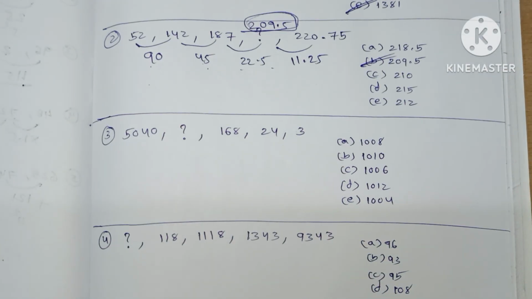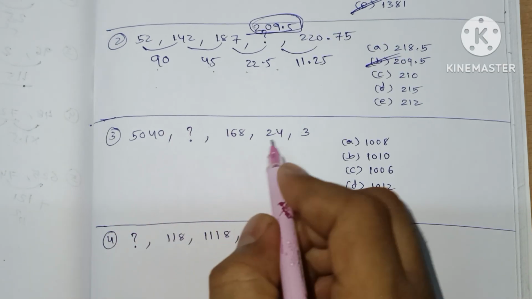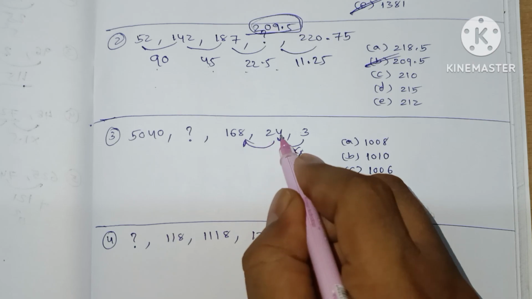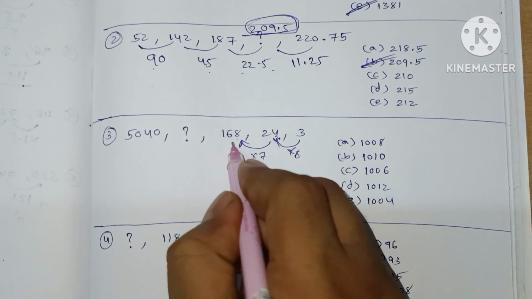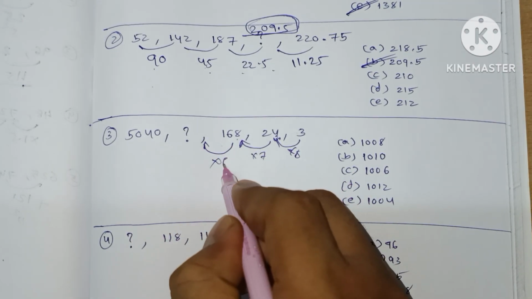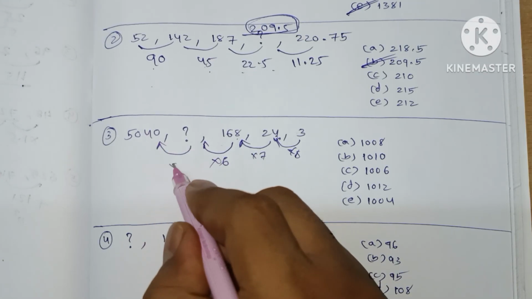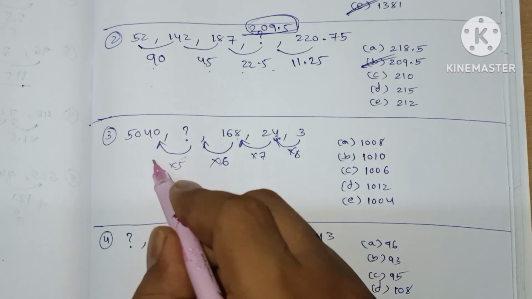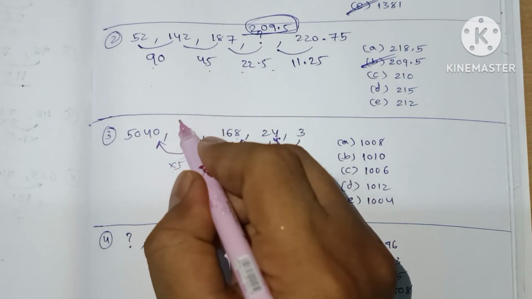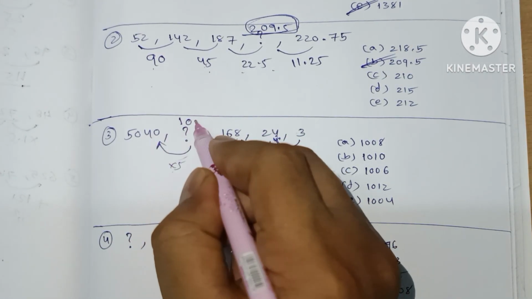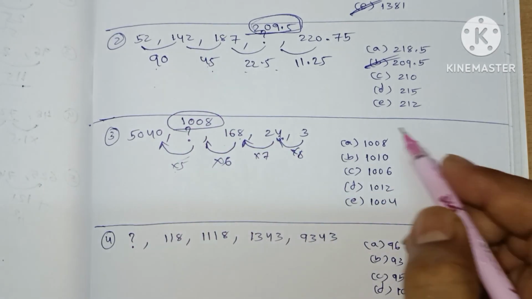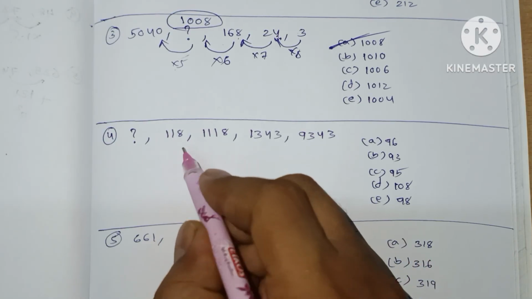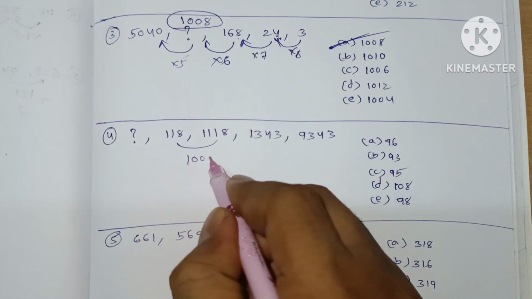Next, third one. Here it is into 8 times. This 4 becomes 8, means into 7 times. So it must be into 6 times. It must be into 5 times. So in this direction into 5, means in this direction it will be divided by 5. So divided by 5 means 5040 divided by 5 is 1008. So the answer will be 1008. Option A. Next, fourth question. Here the difference between these two is 1000.